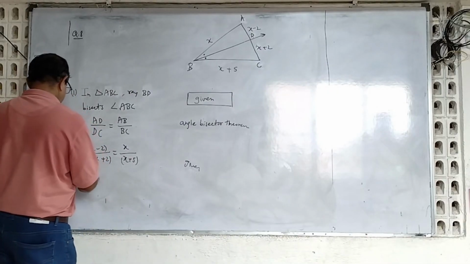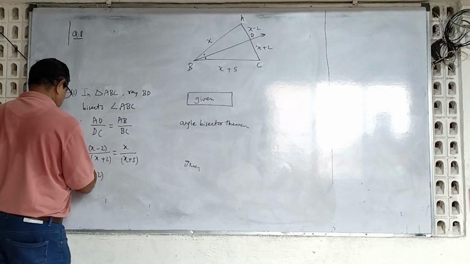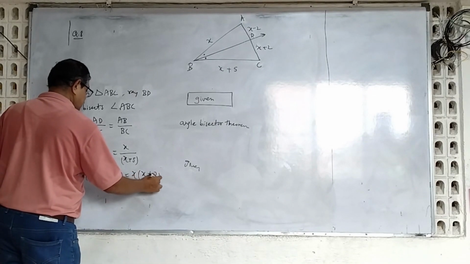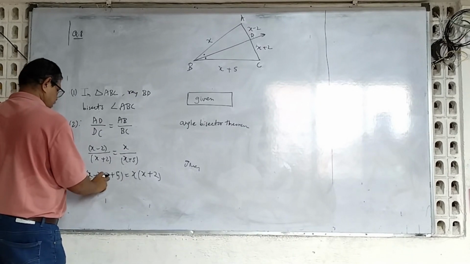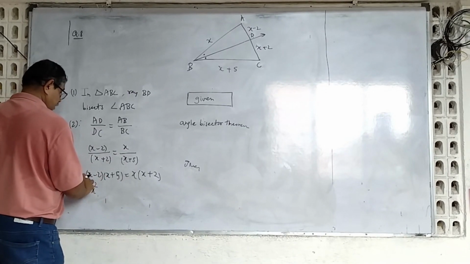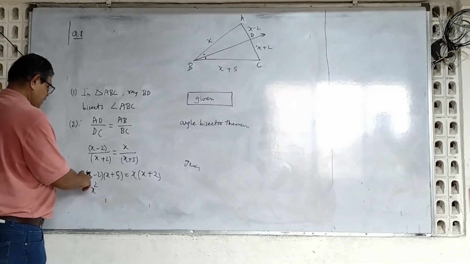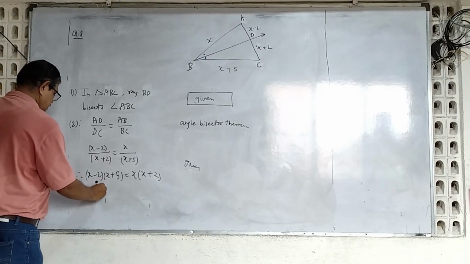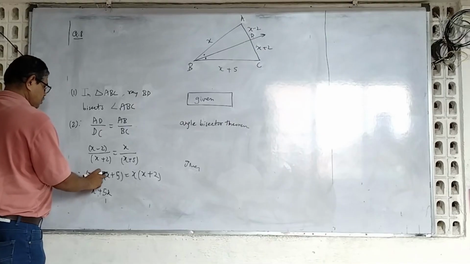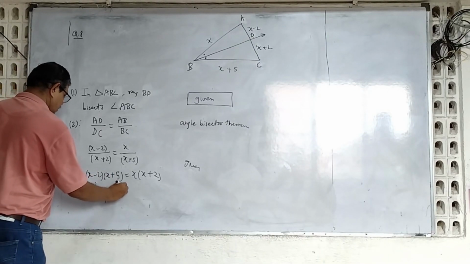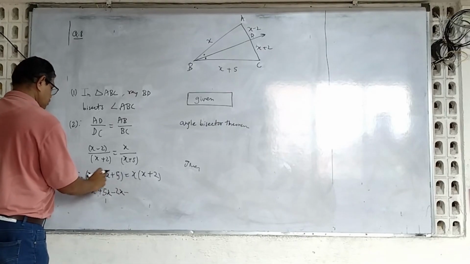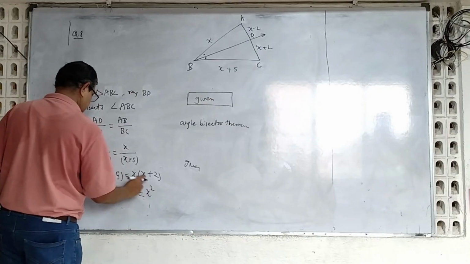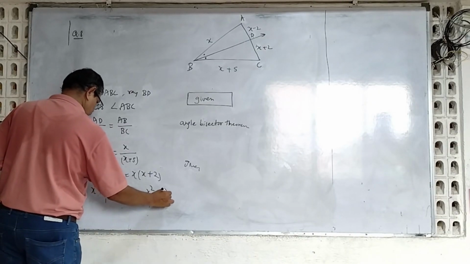Cross multiply. Therefore, x minus 2 into x plus 5 is equal to x into x plus 2. Open the bracket: x into x, x square. See, give attention, this is a little confusing for some students. They get scared when x comes. x into x, x square. x into plus 5, 5x. Minus 2 into x, minus 2x. Minus into plus, minus. 2 fives are 10, is equal to x into x, x square. Plus 2 into x, 2x.